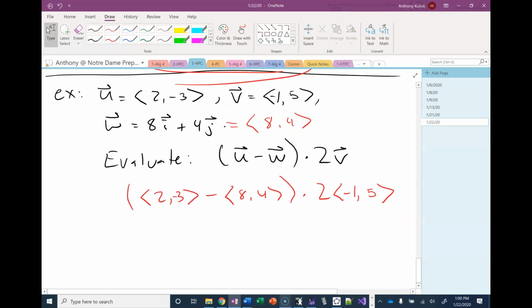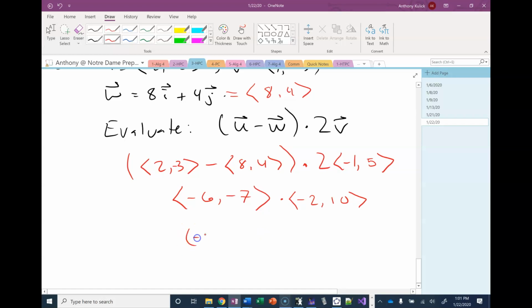So I'm going to just follow my standard order of operations. I'm going to do the stuff inside the parenthesis first. 8 minus 2 is -6. -3 minus 4 is -7. I know from the scalar multiplication associative property, I can multiply this 2 at any point. I'm going to multiply it right now into vector v. 2 times -1 is -2. 2 times 5 is 10.